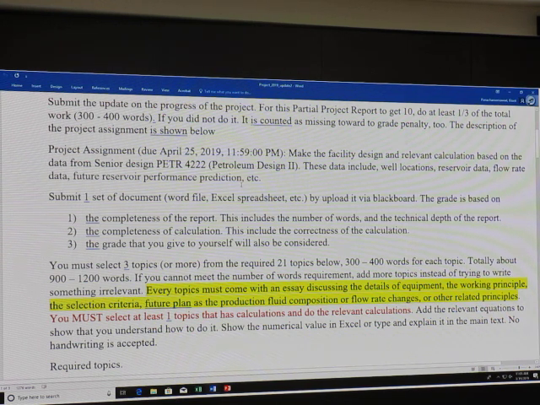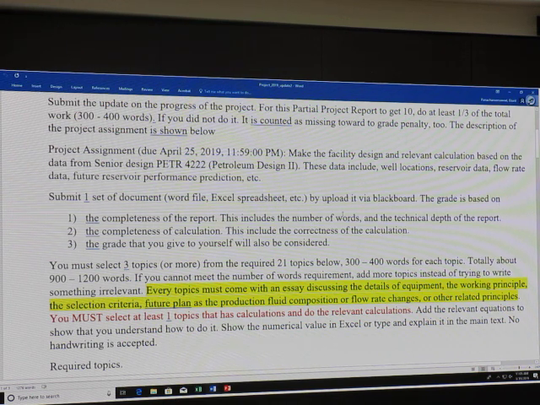Okay. So maybe you cannot use this in the design because it's not a realistic value. So those who do it, got to do it anyway. Okay, submit one set of the document, but upload it via Blackboard. The grade is based on the completion of the report.